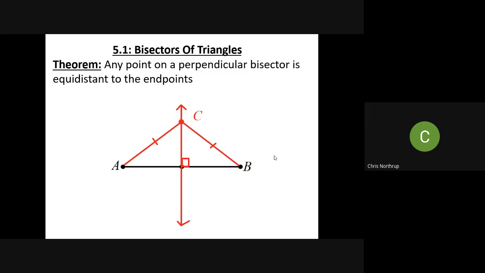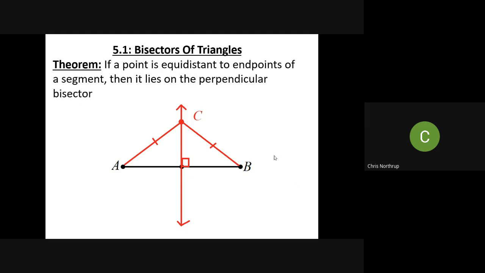The converse of that is also true. If you can find a point that is equidistant to both of your endpoints of your segment, that has to be on your perpendicular bisector. So both things cause each other to happen. Now, looking at some centers of triangles, we're going to see how this makes a connection there.